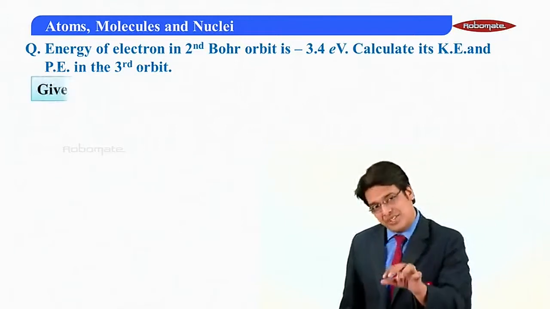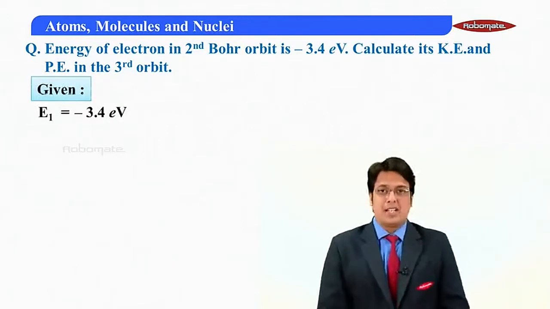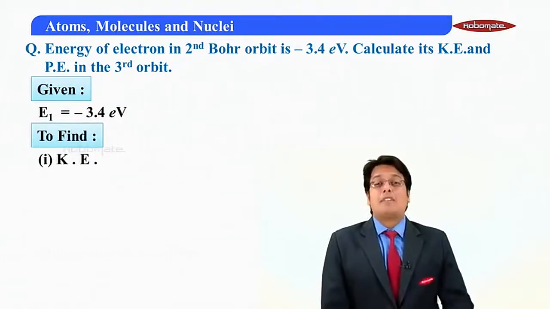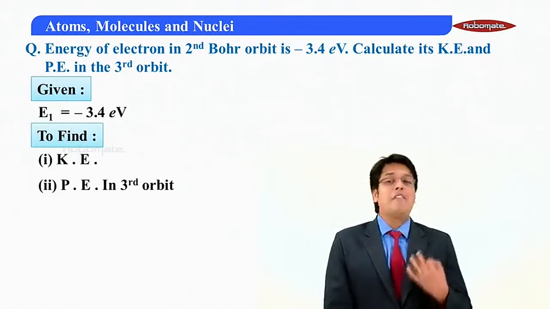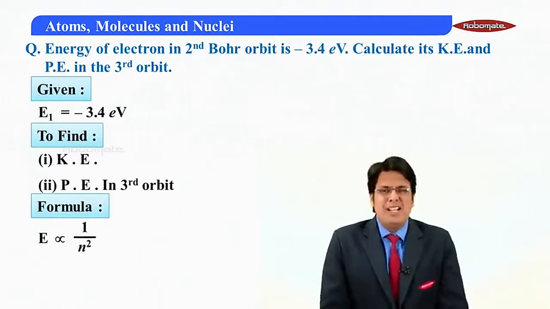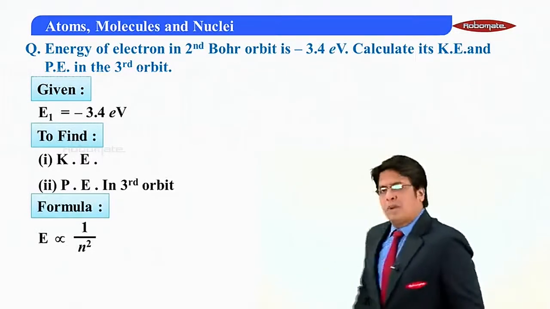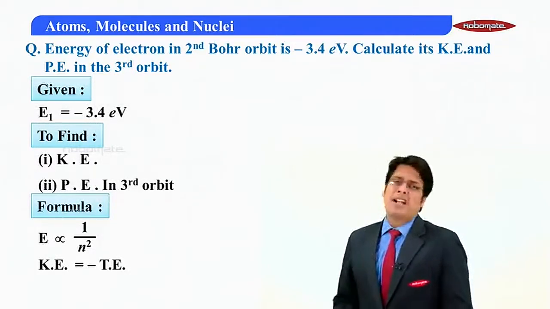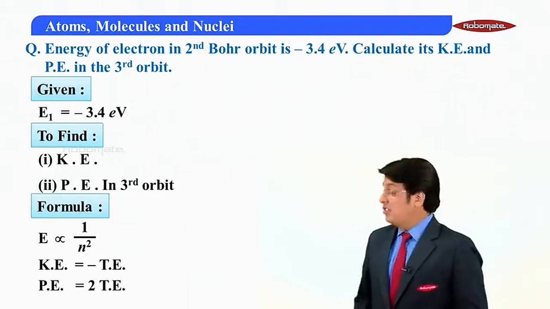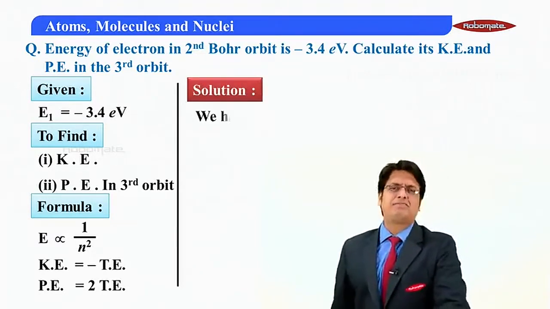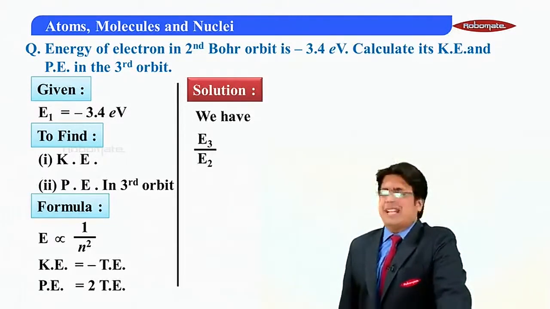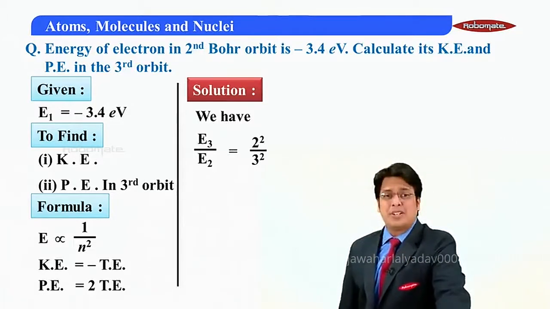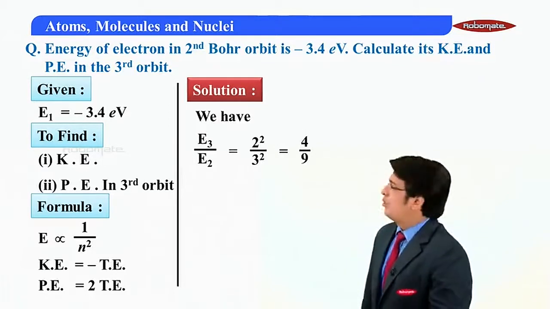Second orbit is given, I have to find third orbit. So there is a twist. So let's start with the given part. E2 is given, minus 3.4, to find KE of third and PE of third. The formula is very simple. Energy is inversely proportional to n square. And K is minus of total energy, and P is twice of total energy. So let's start. We have E3 upon E2 is equal to 2 square upon 3 square. It's an inverse relation. That is equal to 4 upon 9.